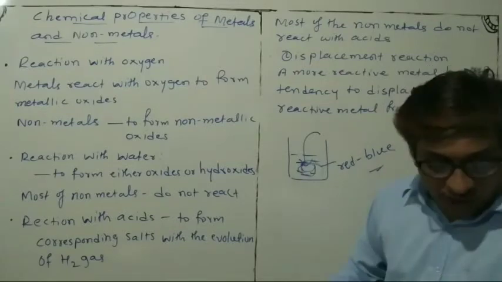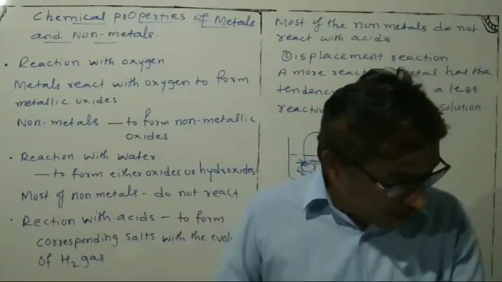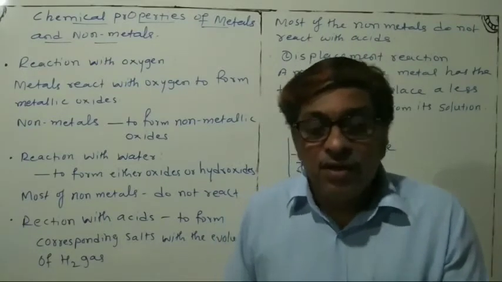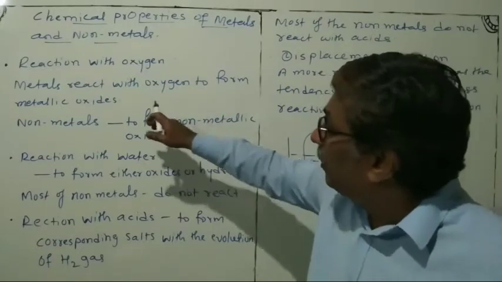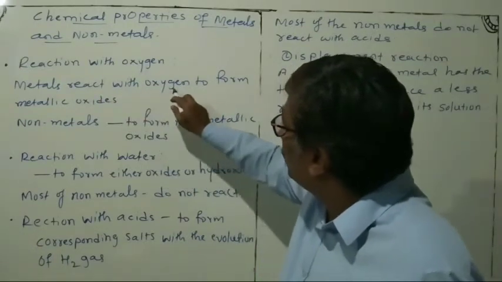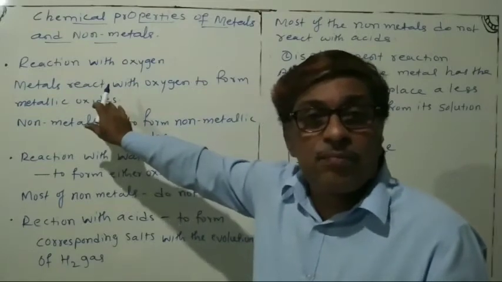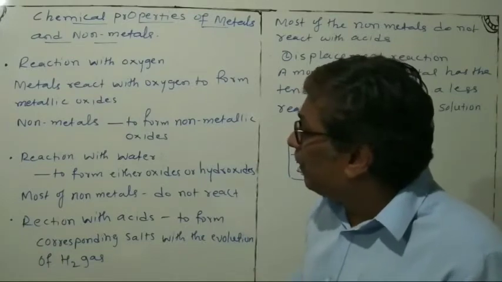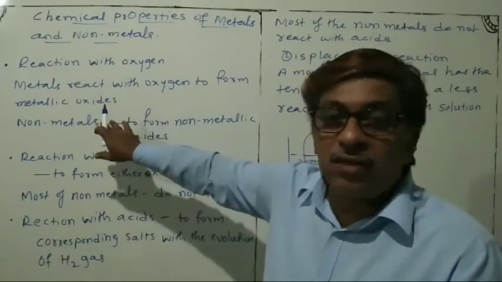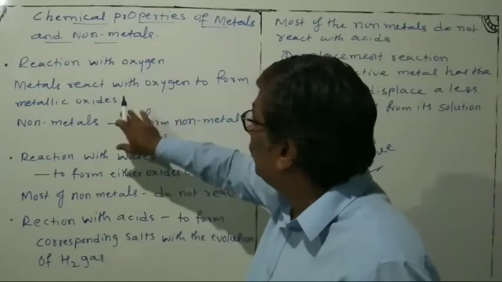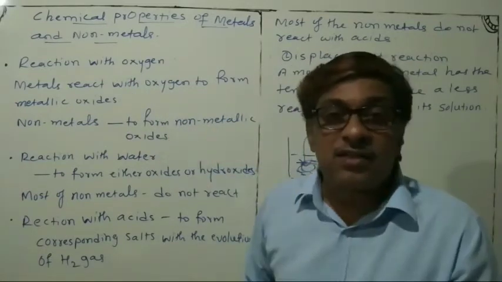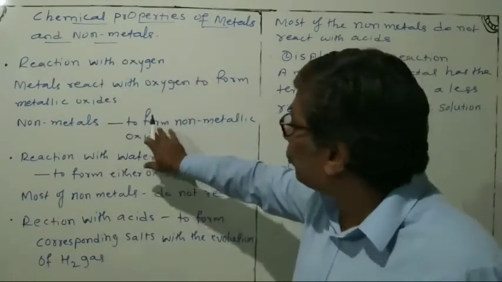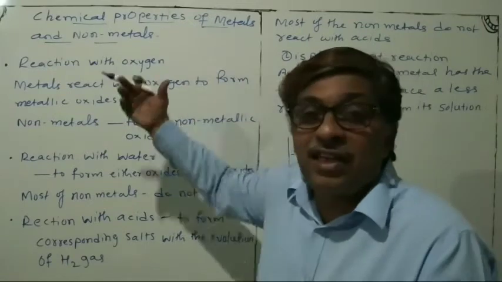So this shows that metallic oxides are basic in nature. This way you can say that metals react with oxygen to form metal oxides or metallic oxides, and these are basic in nature. Now, what about the non-metals? Non-metals react with oxygen to form non-metal oxides. These are acidic in nature.